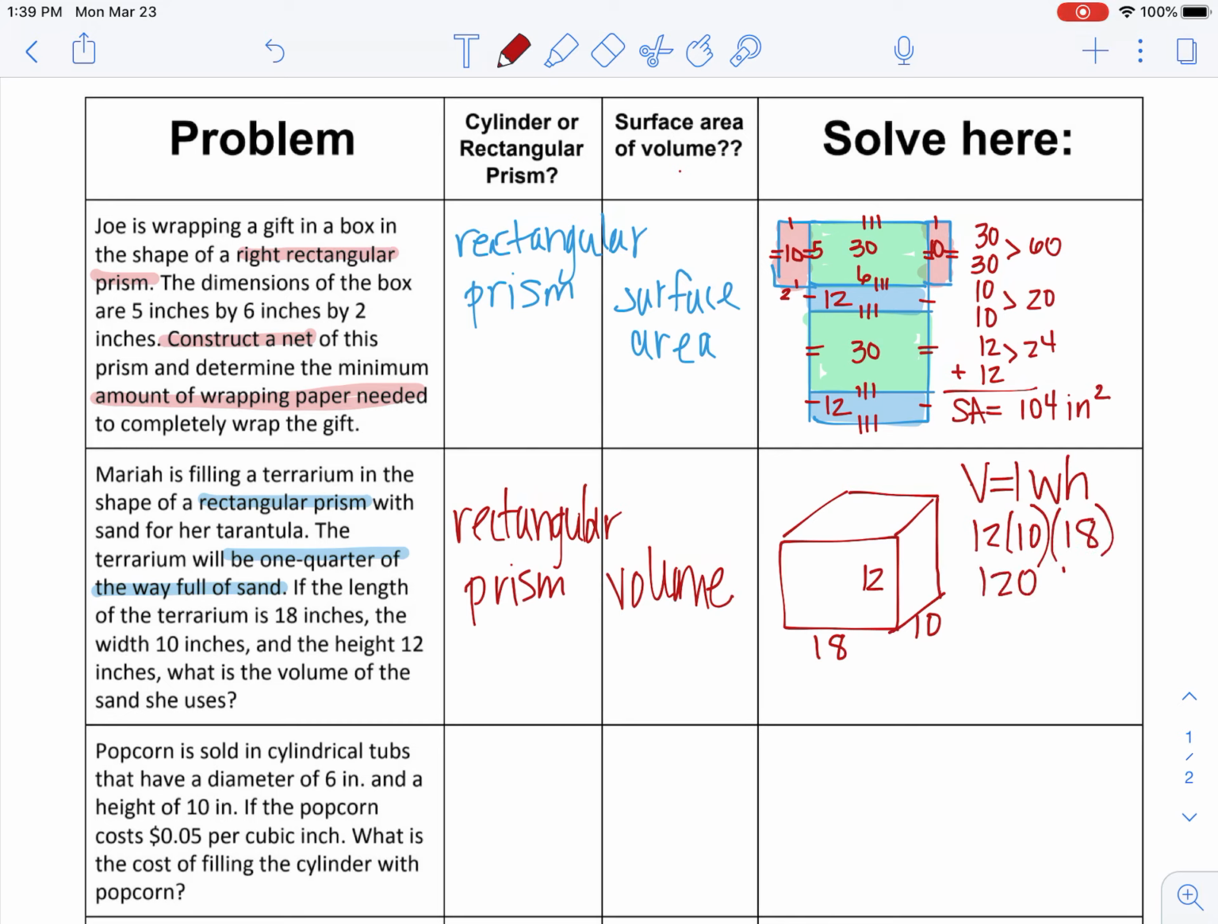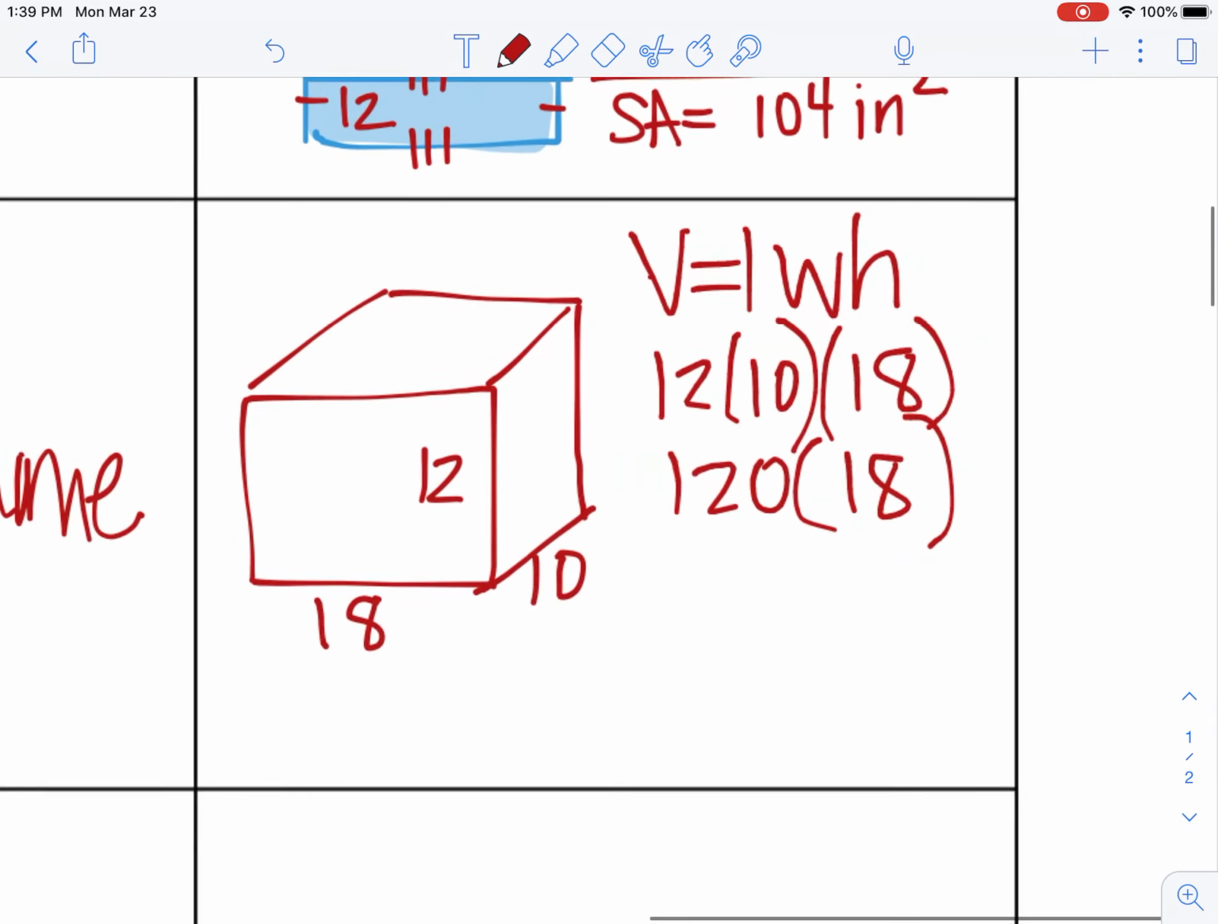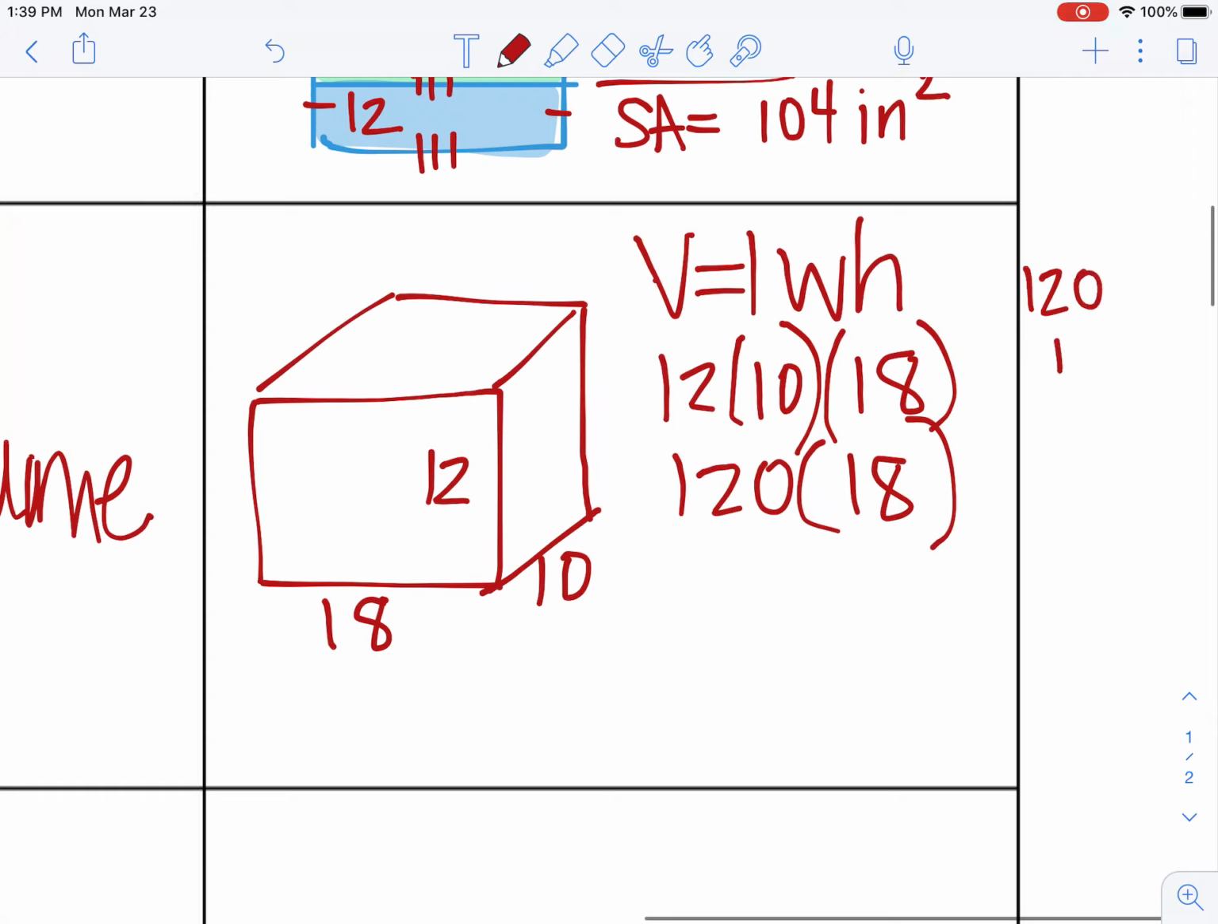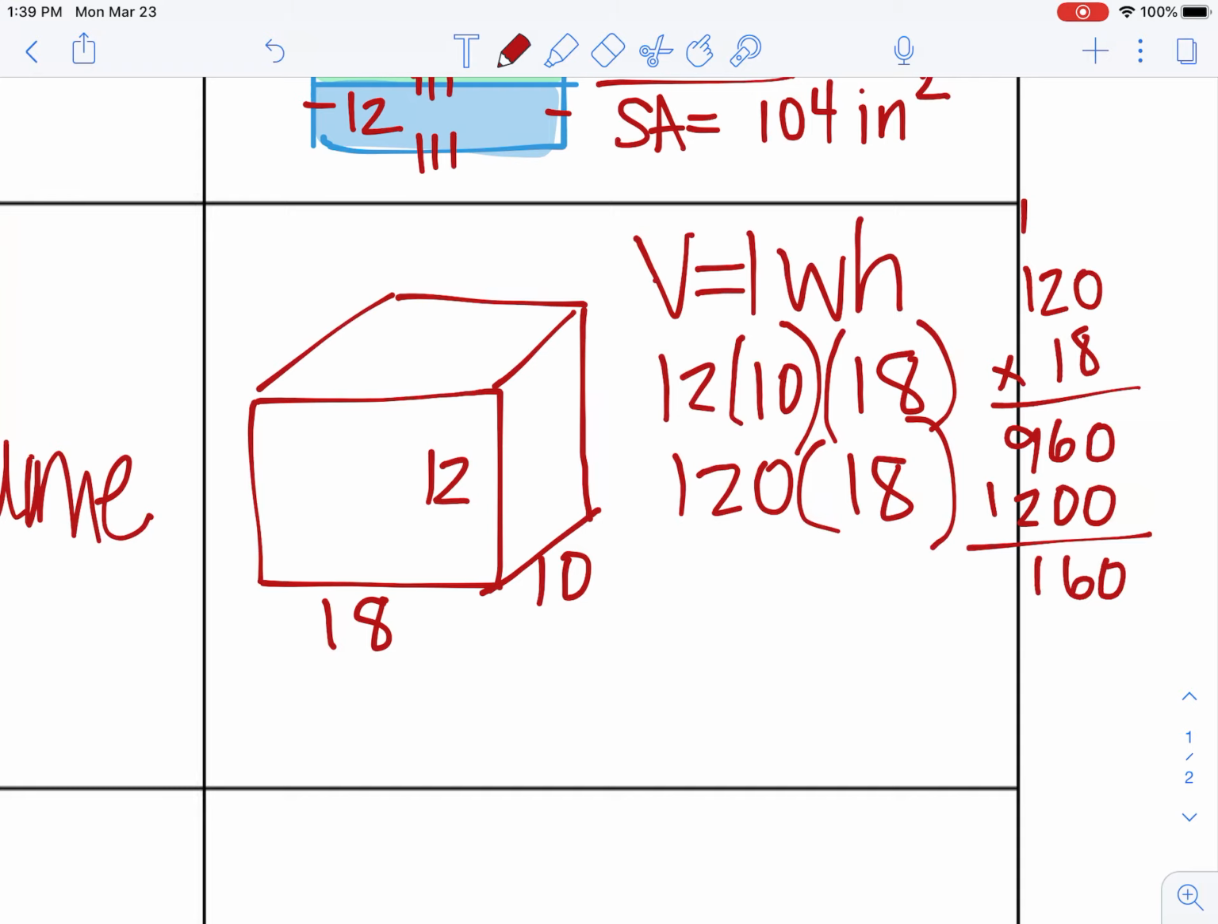I know that 12 times 10 is 120. And believe it or not, I forgot my calculator to do this, so we're going to do some hand math. So 120 times 18, this gives me 0, 16, and 9. Put my placeholder in, I get 0, 2, and 1. Add those up, and I get a volume of 2160.